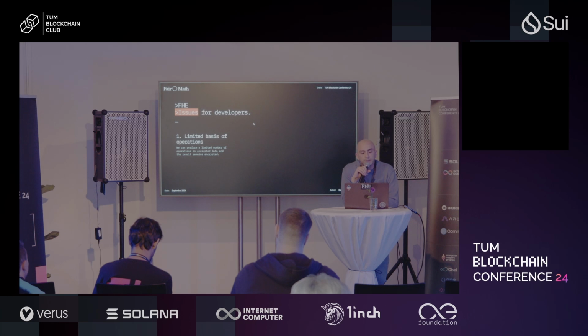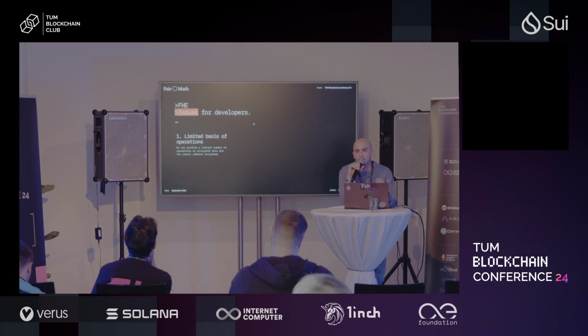We believe that there are three main issues for developers. The first one is the limited basis of operations, because any FHE scheme by default supports addition and multiplication. Depending on the scheme, maybe some additional operations, but it's not like the world when you work with open data, where you can do a lot of things. You can do a comparison and get the result in open form, which means that you can have branches and loops. Here you can't have branches or loops.